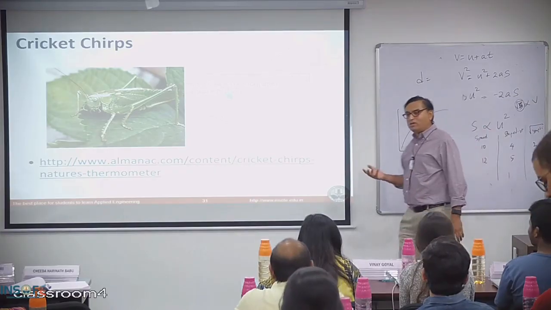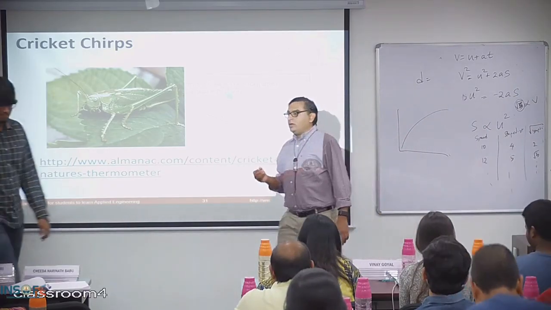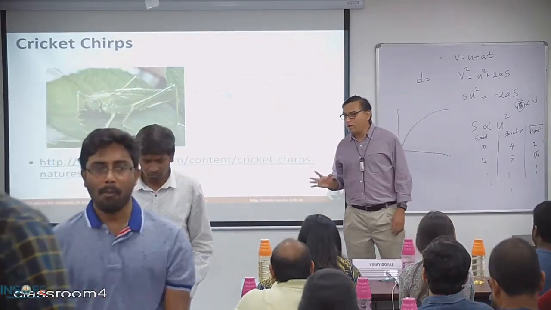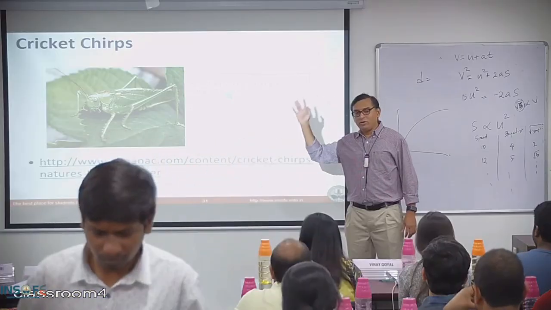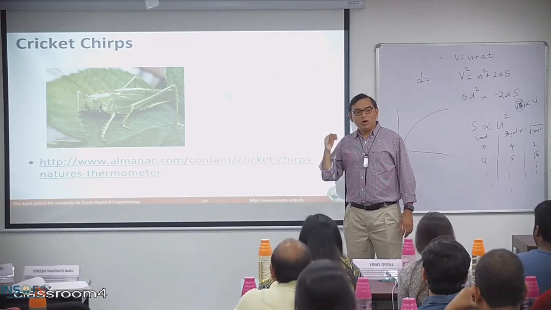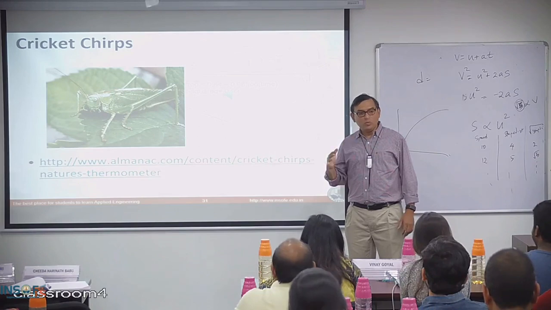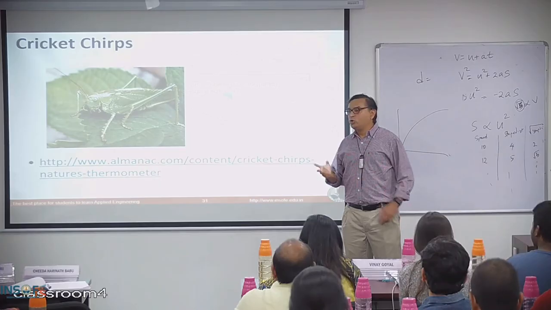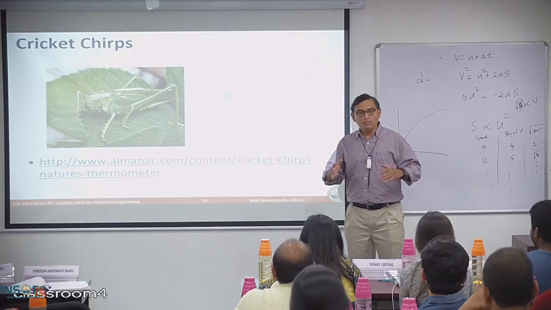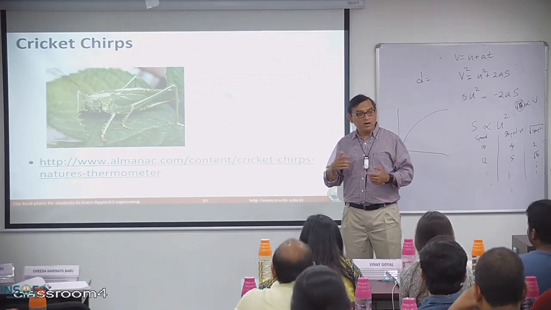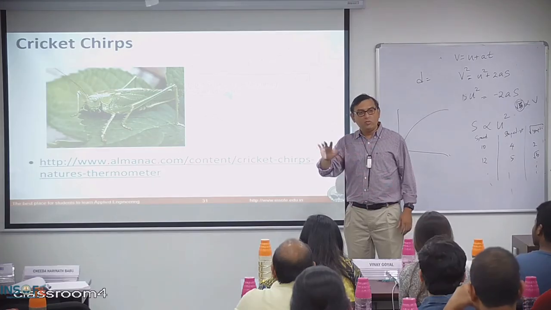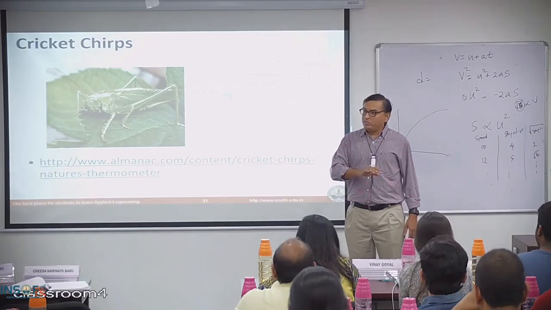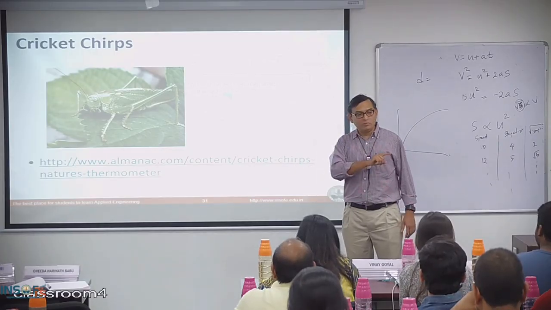Why might that be a reasonable thing? Crickets are cold-blooded. Okay, they are not warm-blooded. If you remember your biology, warm-blooded animals like humans have an internal temperature regulating mechanism, right? So even when you go out into the cold, your body is working hard to maintain your body temperature at one fixed level. Cold-blooded animals, that's the difference. There is no internal temperature regulating mechanism.